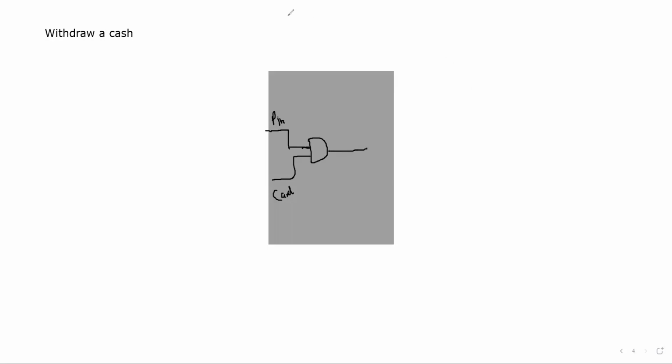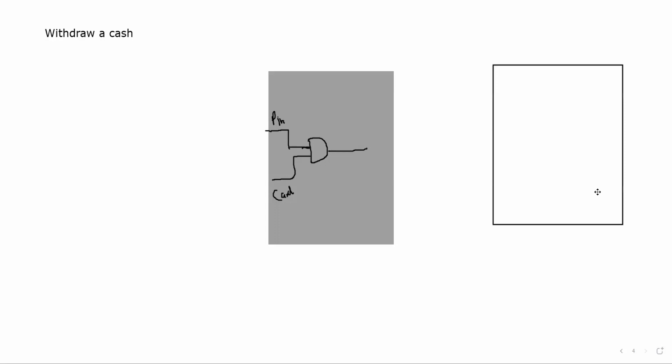So there's an AND gate, and the inputs are the card and the pin, and then you have access to your account. So this one is input, this one is input, and access to your account is output, because once you have access to the account, you can withdraw cash. Without access to the account, you cannot withdraw cash.